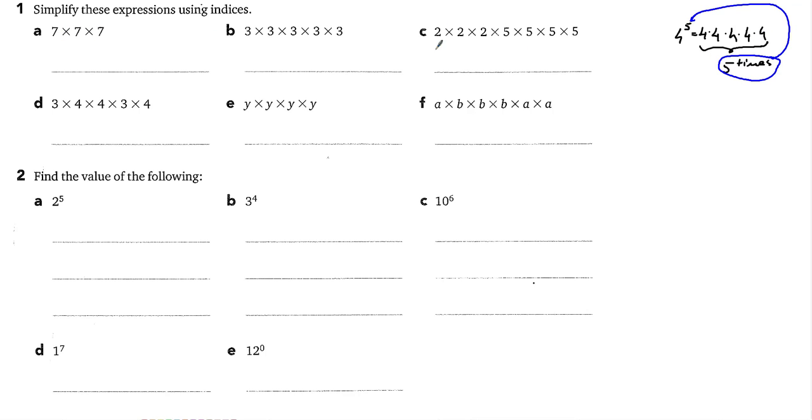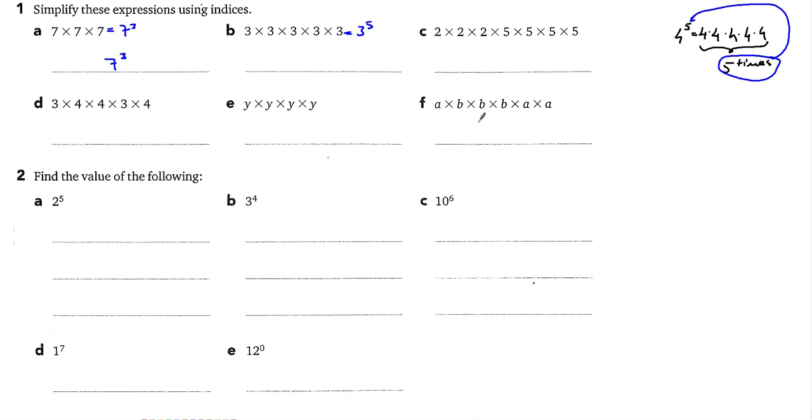So with respect to that explanation, this is 7 to the power of 1, 2, 3. So this is 7 to the power of 3. And this is going to be 3 to the power of 1, 2, 3, 4, 5. 5 times, so 3 to the power of 5 it can be.